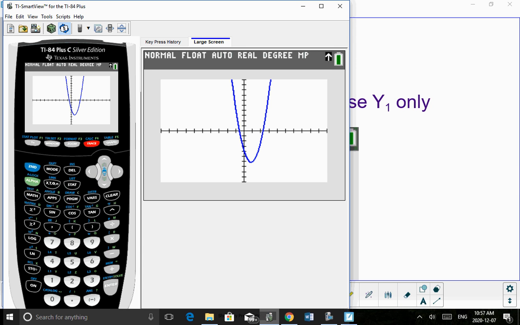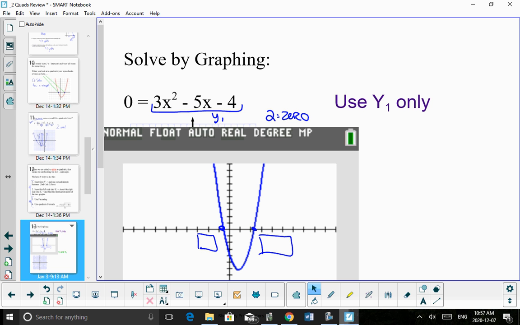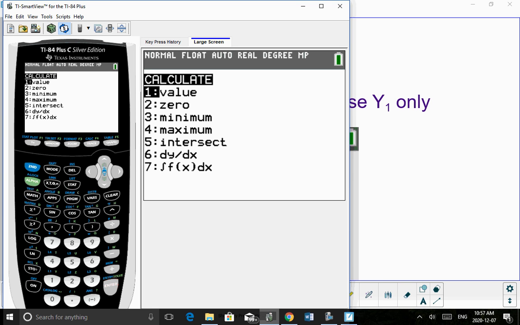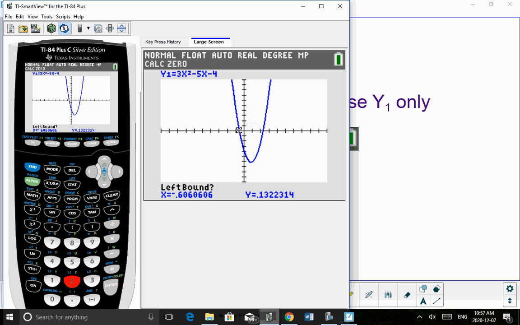So we're going to go second trace number 2. A number on the left side would be, say, -3. A number on the right, let's say, is 1. Hit enter to get past guess, and we get out -0.6. For the right side, again, second trace number 2. This time a number on the left, I'll put in as 1. A number on the right, I'll pick 5. Hit enter to get past guess, and I get out 2.3.